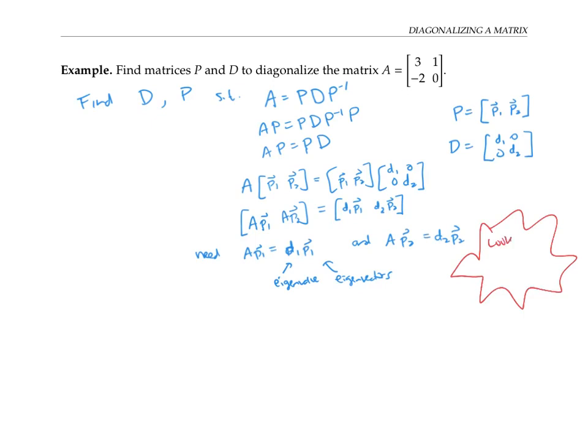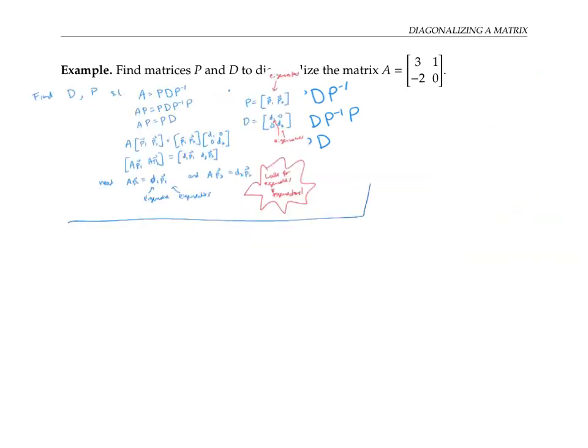We look for eigenvalues and eigenvectors. That's how we build our matrices D and P. So let's get to work.